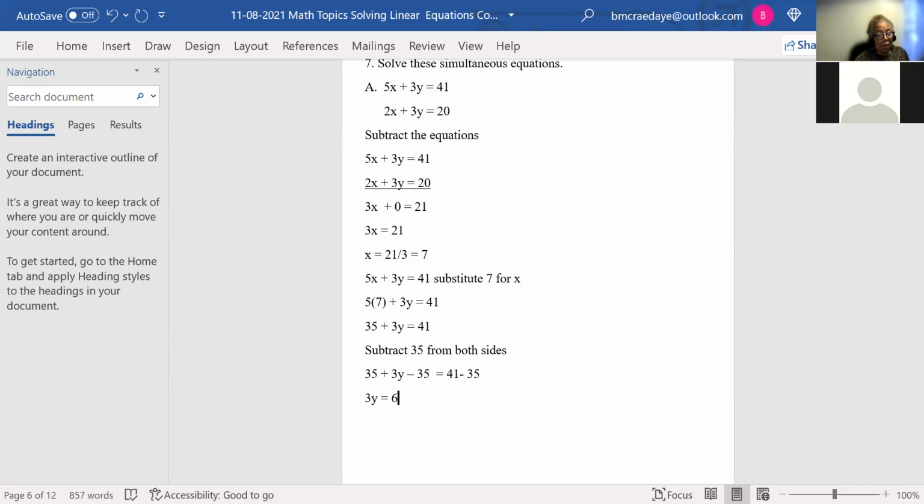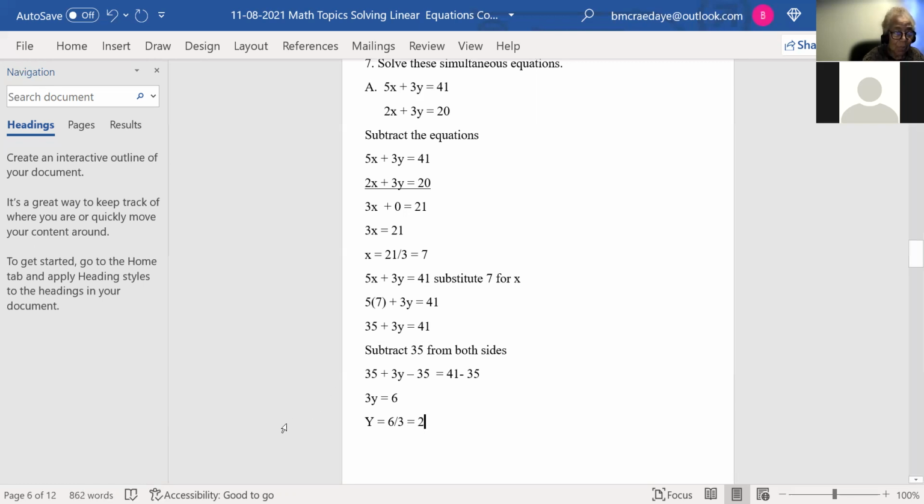Only one number multiplied by 3 gives 6, right? What is that number? 2. That's right. So y equals 6 divided by 3, which equals 2.